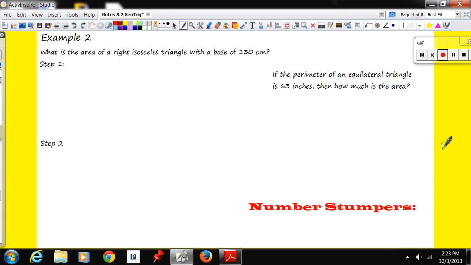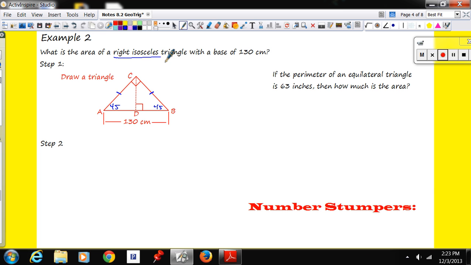So first thing I would want to do is draw my triangle. Right angle on top, these are my two congruent sides right here. Now the bottom two angles would have to be what? They have to equal each other, and they have to add up to 90. So yes, they have to be 45 degrees.